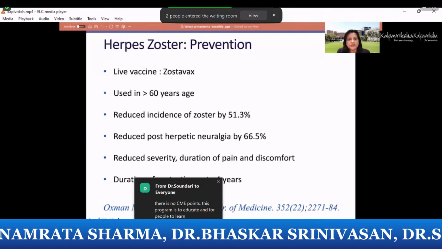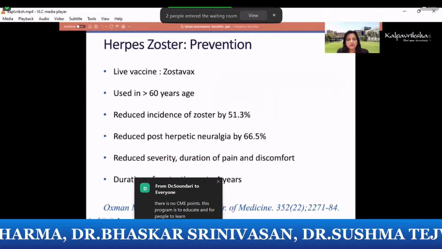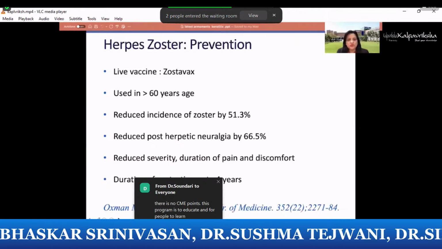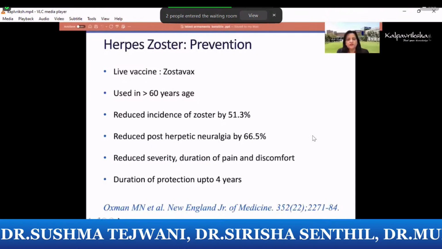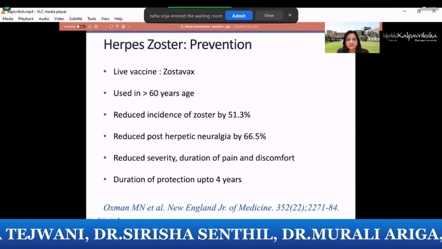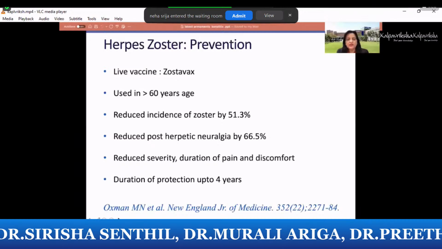But the new thing that is there is the live vaccine, Zostavax, which is used in people more than 60 years of age. It decreases the incidence of zoster by half, the postherpetic neuralgia decreases by 66%, and the duration of protection is for 4 years.